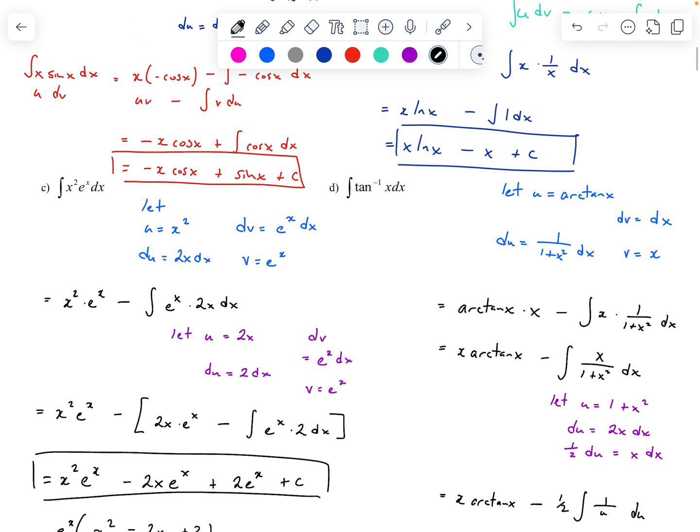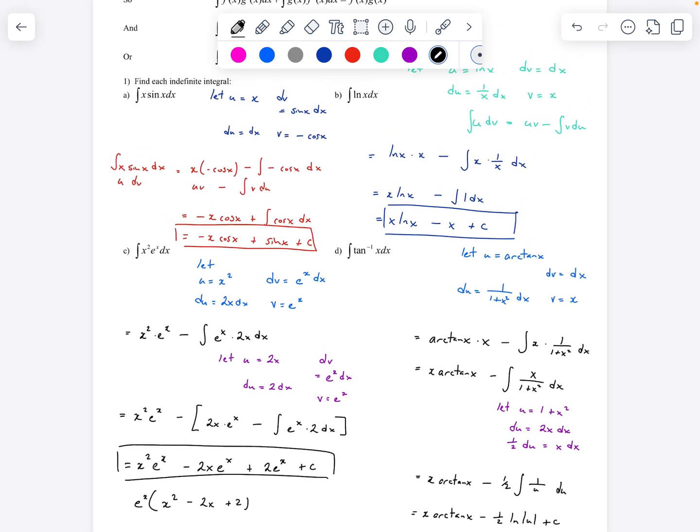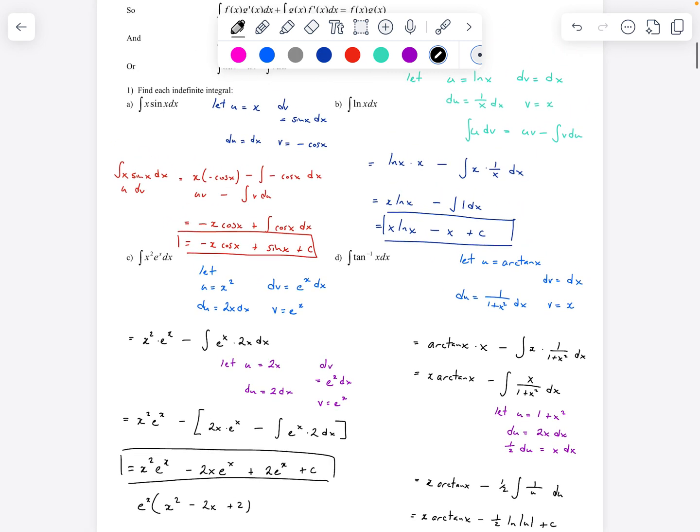So integration by parts. We use it to integrate ln, we use it to integrate the inverse tan functions, and we use it to integrate anything where we can see that differentiating one part of the product and integrating the other part of the product will lead us to an easier integral than the integral we started with.